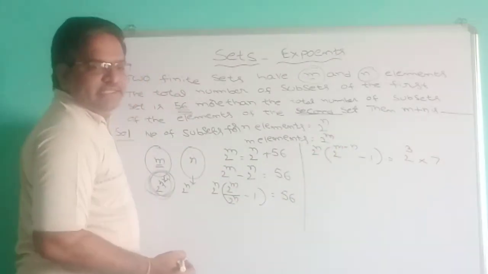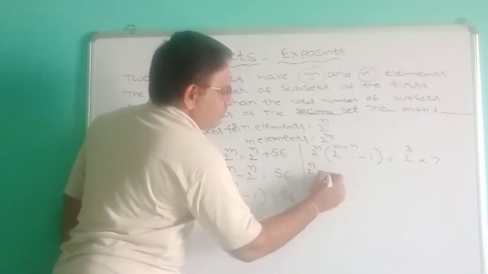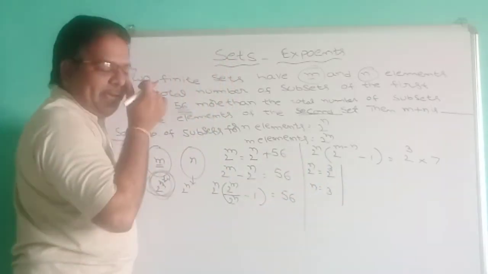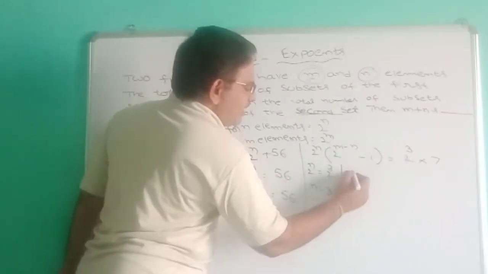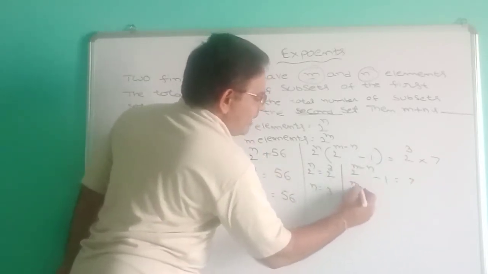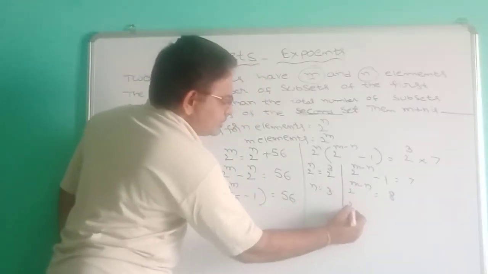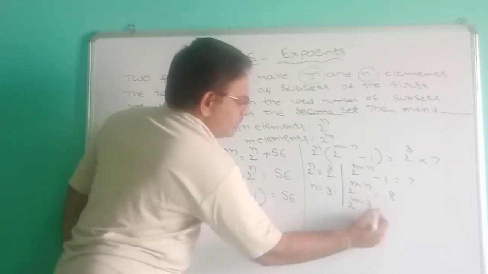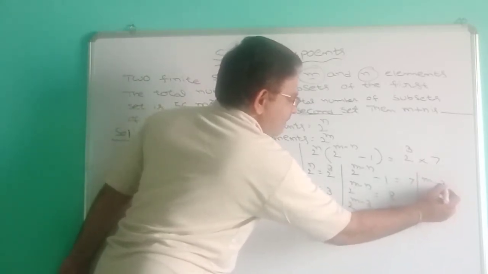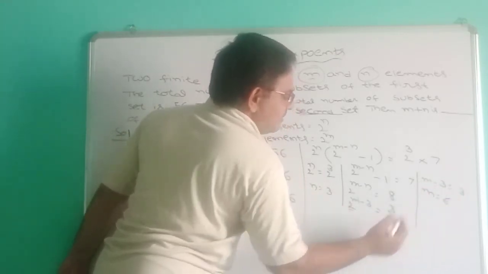8 sevens are 56. Now comparing both sides, 2 power n equals 2 cube, so the n value will be 3. Now comparing the second bracket, 2 power m minus n minus 1 equals 7, so 2 power m minus n equals 8. Now substitute the n value 3. Also 8 can be written as 2 cube, so m minus 3 equals 3. Bases are equal, so powers should be equal. The m value is 6.